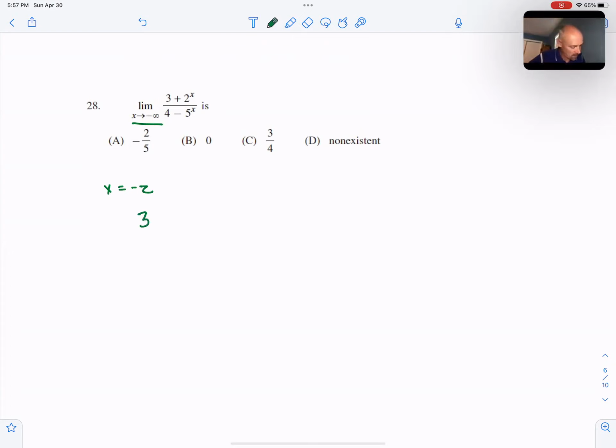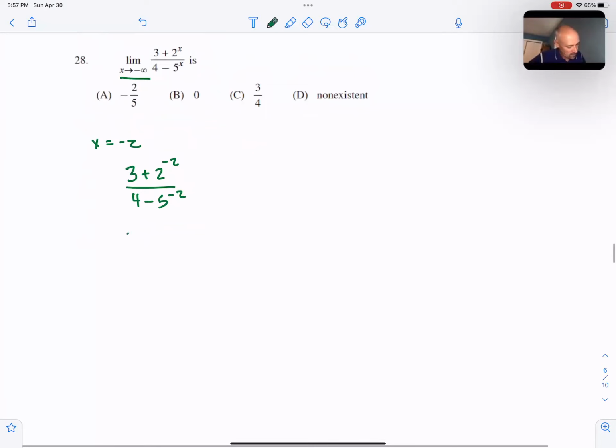So I'd get 3 plus 2 to the -2 over 4 minus 5 to the -2. And if I look at that, I'm going to have 3 plus, I can rewrite this as 1 over 2 over 4 minus, that's actually 1 over 2 squared, 4 minus 1 over 5 squared.